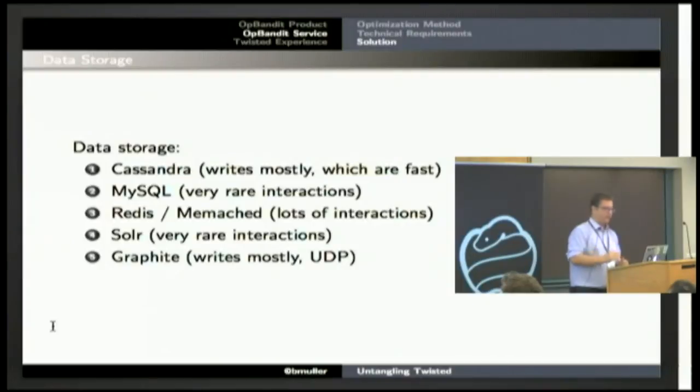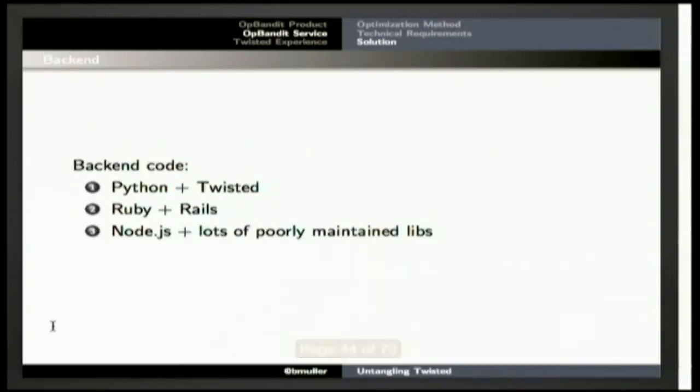Solr, very rare interactions, but useful for things like search. And then Graphite, lots and lots of writes, and over UDP. So very little network overhead to be able to store those numbers. On the back end, we had Python and Twisted, which I'll talk about in a minute.